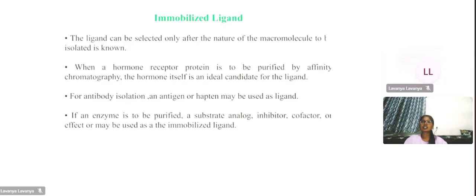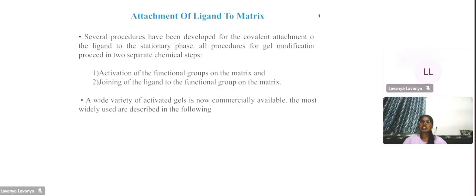For antibody isolation, an antigen or hapten may be used as the main ligand. If an enzyme is to be purified, a substrate, analog, inhibitor, cofactor, or effector may be used as the immobilized ligand. So let us know about the attachment of a ligand to the matrix.